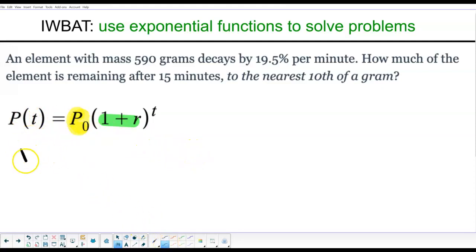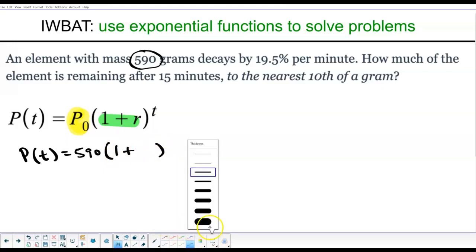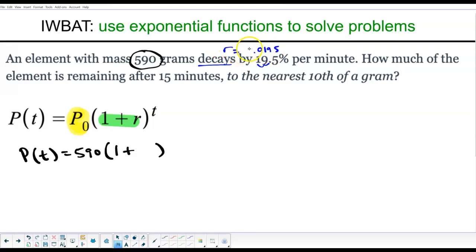So what we have is the initial P of T. P of 0 is the amount of grams present at the start. So that's 590. And then here's where it gets interesting. 1 plus R. Right? What is R? Well, R is our actual rate, but it says decay, and then we have to turn this into a decimal. So 0.0195 is my R, and the fact that it's negative means it's decaying.